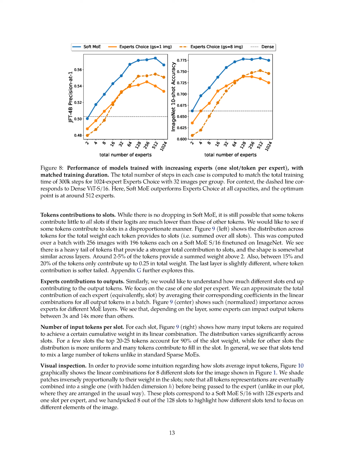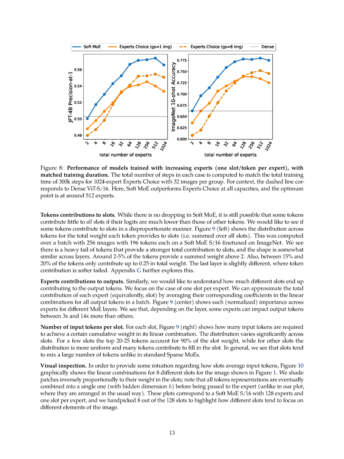This was calculated using a batch of 256 images, each with 196 tokens, on a SoftMoE S16 fine-tuned on ImageNet. We found that there's a significant number of tokens that contribute more to slots, and this pattern is somewhat consistent across layers. Roughly 2 to 5% of the tokens provide a total weight above 2, while between 15% and 20% of the tokens contribute up to 0.25 in total weight.